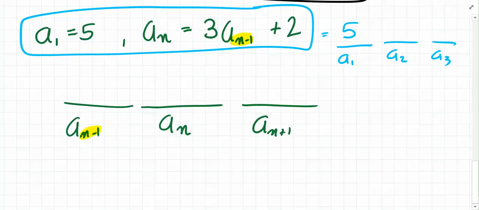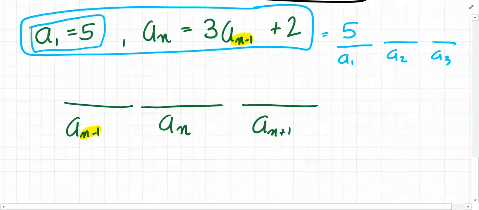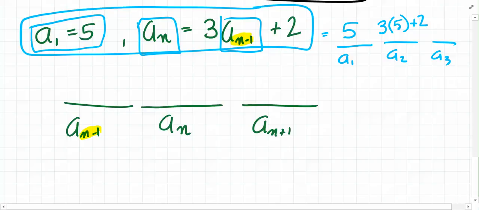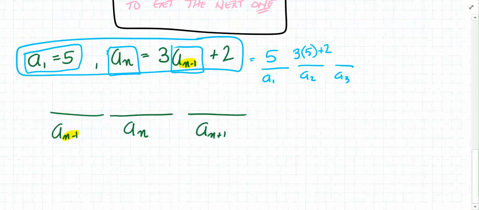Well, what this says is this, right? This part is the first term. We know that part. The a sub n is the definition of the sequence. This says 3 times the previous term and then add 2. So the way that I get this one is I would take 3 times the previous term, which is 5, and then add 2. What number would that give me? That would give me 15 plus 2, 17, right? So this term value is now worth 17. You guys see how that works?